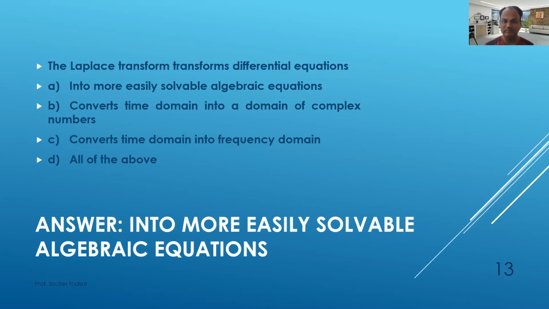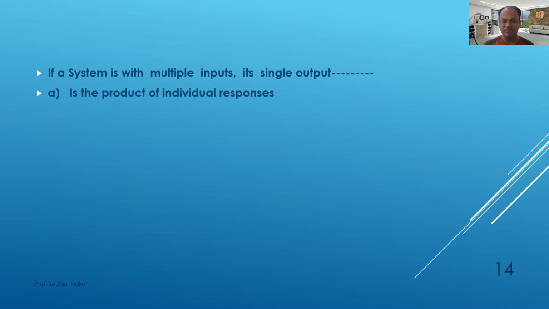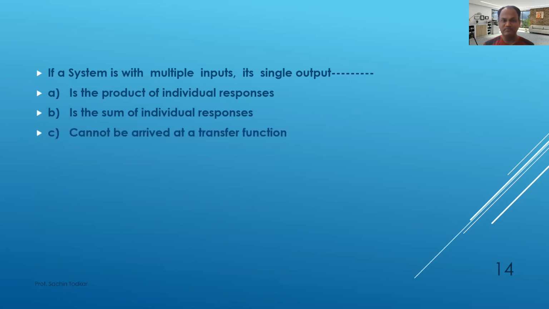We have seen the Laplace transform in M3, or maybe in this semester only, your Maths 3, second unit. If a system is with multiple inputs, its single output is a sum of individual responses, not a product; it is similar to the superposition theorem of electrical circuits.